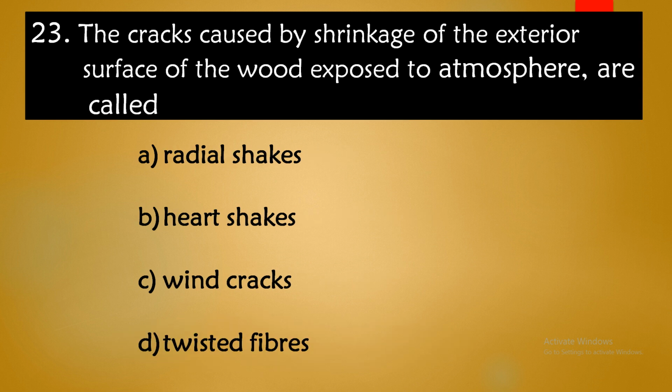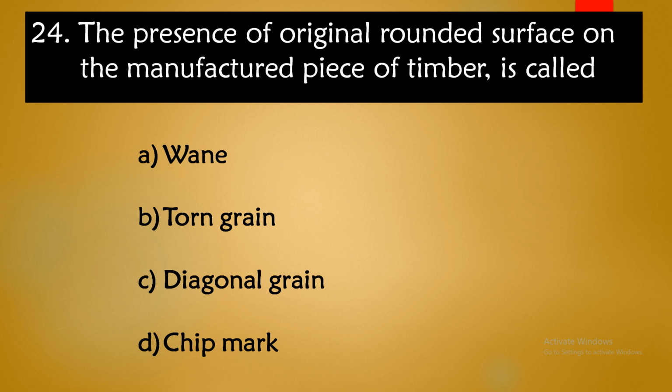The cracks caused by shrinkage of exterior surface of the wood exposed to atmosphere are called as: radial shake, heart shake, wind cracks, twisted fibers. The answer is radial shakes. The presence of original rounded surface on the manufactured piece of timber is called: vein, torn grain, diagonal grain, chip mark. The answer is vein.